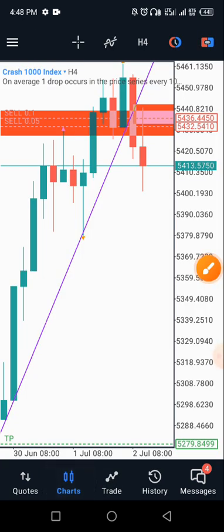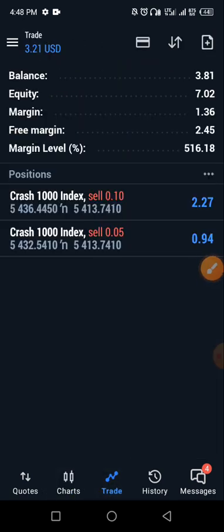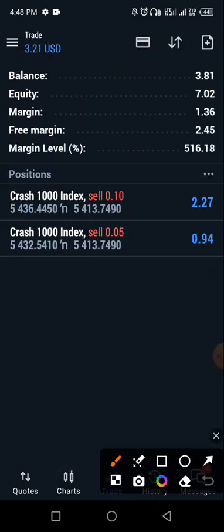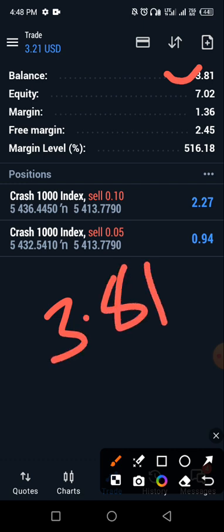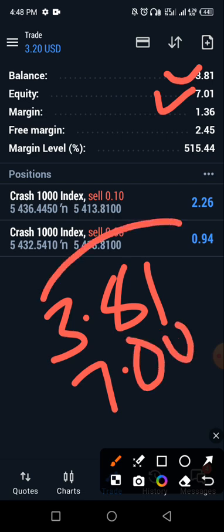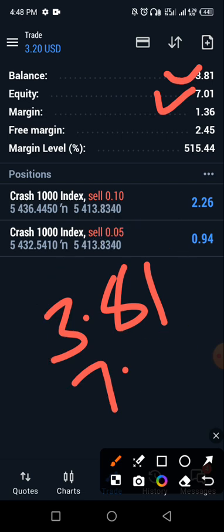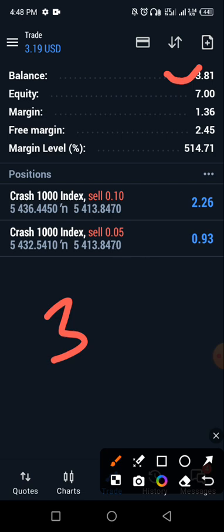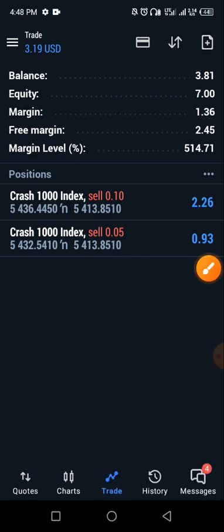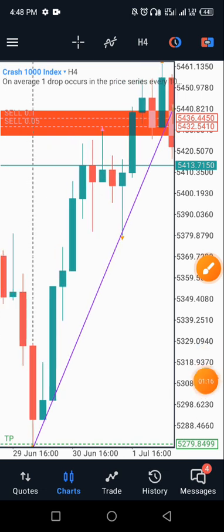I'm just going to go ahead now to show us how to make use of this strategy. You can see that we were able to enter like a sniper entry because our balance is actually 3.81, and currently our equity is close to 7 dollars. The reason behind this is that we've just been making withdrawals upon withdrawals on this particular account. So I'm just going to show us how to make use of this powerful strategy.